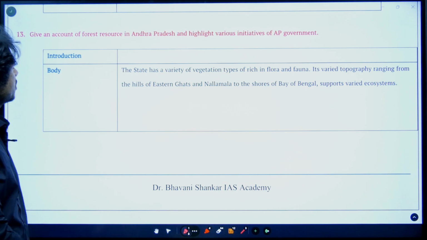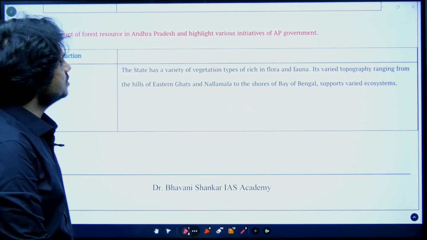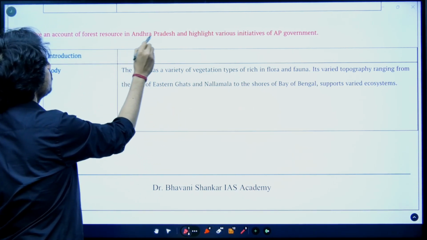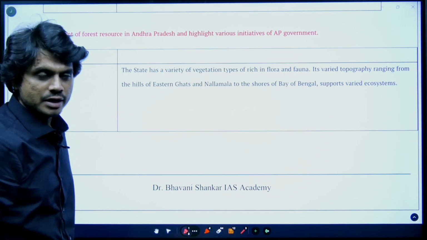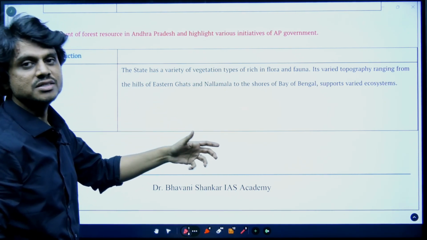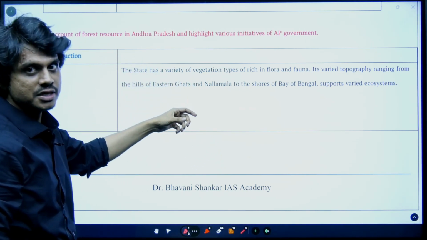Question: Give an account of forest resources in Andhra Pradesh and highlight initiatives of the AP government. So here the question says give an account of forest resources in Andhra Pradesh. Give an account also means it is asking for some kind of reason behind it. Why are such forest resources present in Andhra Pradesh?